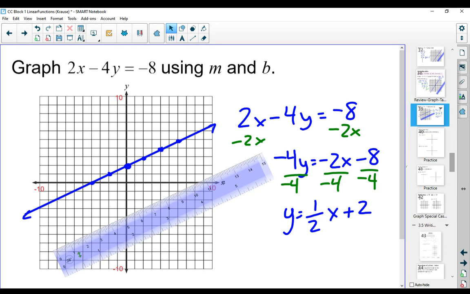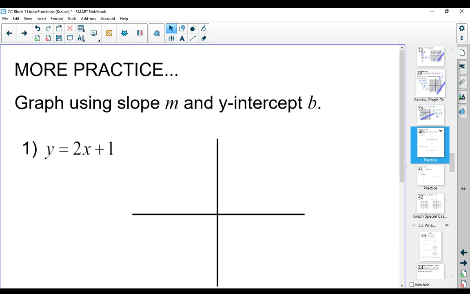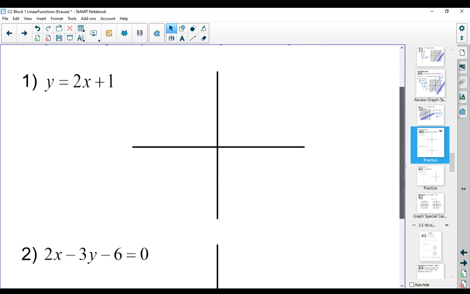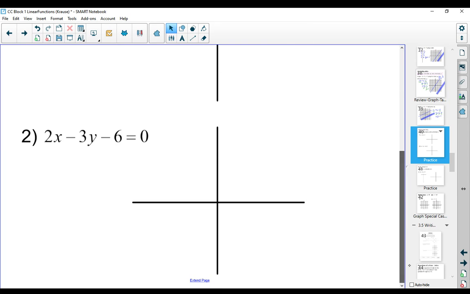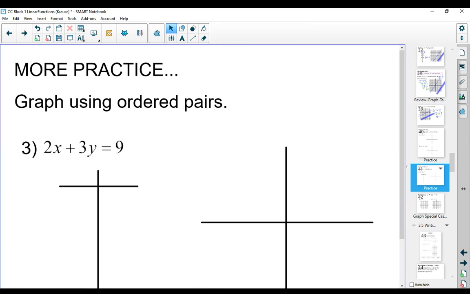All right, so there you have it. Actually, no, there's one other thing I want to do. So if you needed some more practice, I'm not going to go through these examples, but I'll talk you through them. If I had y equals 2x plus 1, I'd plot a point at 1 and then go up 2, right 1. If I had number 2, I'd have to rearrange my equation. Again, you can use ordered pairs.